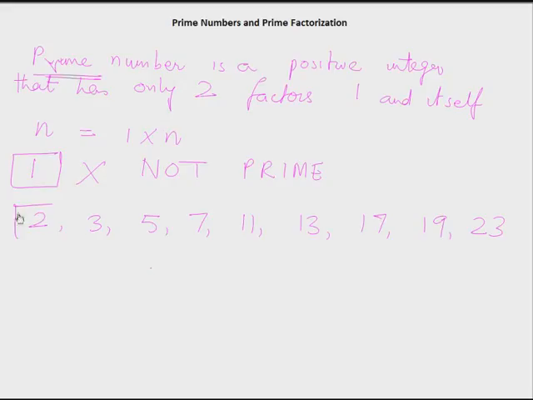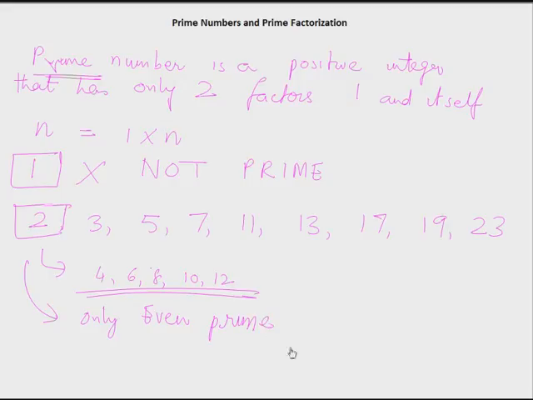Let's notice that 2 is prime because 1 times 2 is 2 and there's of course no other factor other than 1 and 2. But since 2 is prime, none of the multiples of 2 can be prime. So that rules out every other even number. Every other even number, 4, 6, 8, 10, 12, will be divisible by 2. So 2 is the only even prime. All other prime numbers are odd.